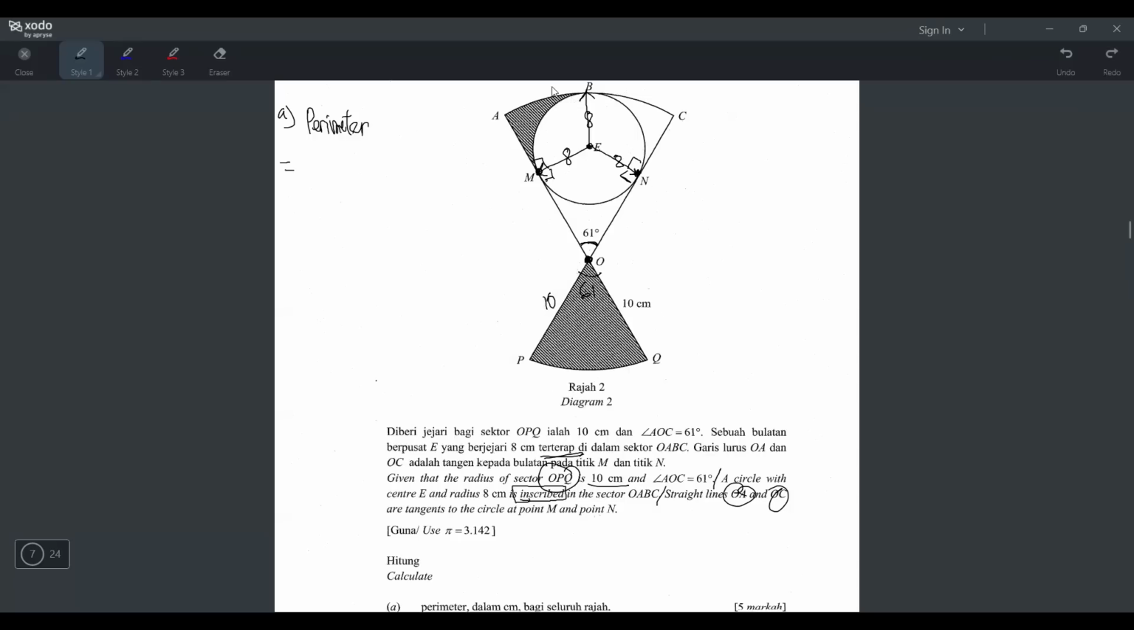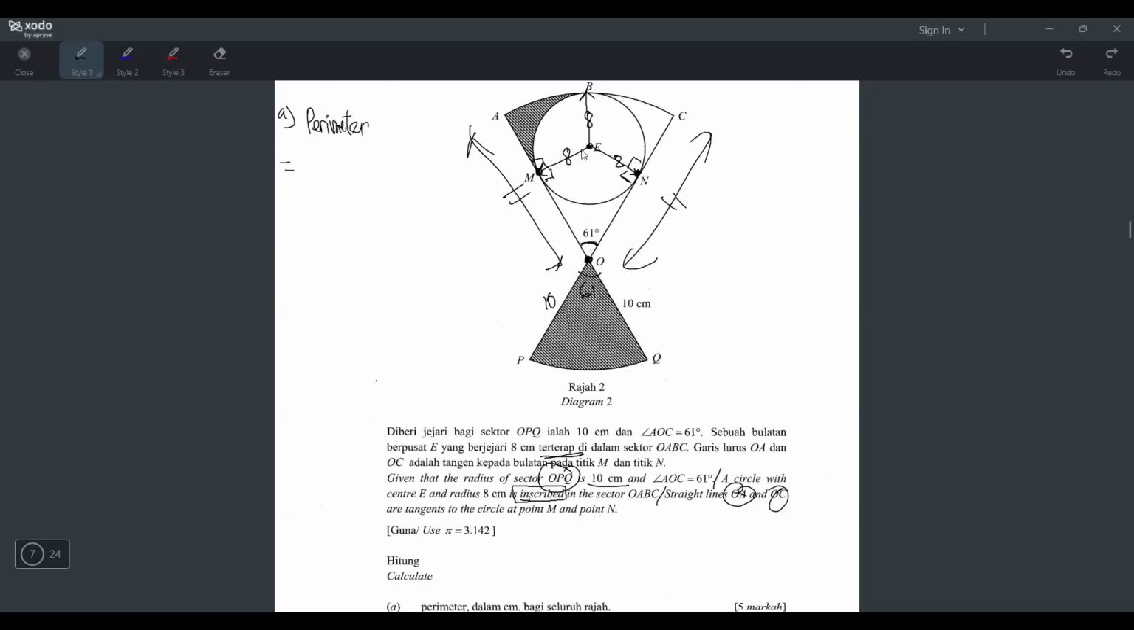But the first line I already realized I don't have. So I don't have this line and this line, right? But these two lines are the same length. But how to find these two lines? This line is actually the radius of this big sector, right? So how to find the radius of this big sector? This is 10, but we cannot say this is 10, right? This is definitely not 10.